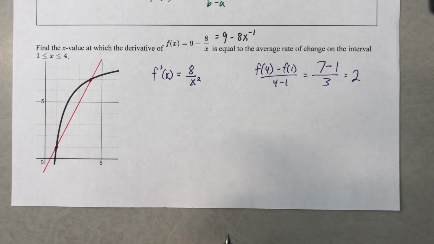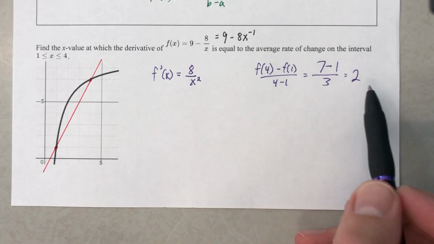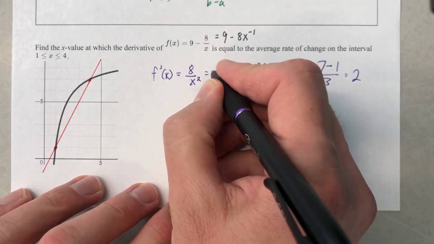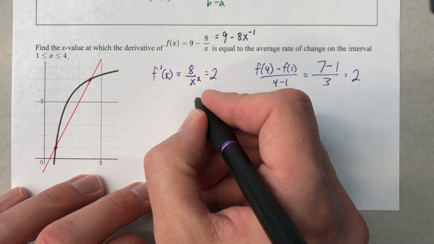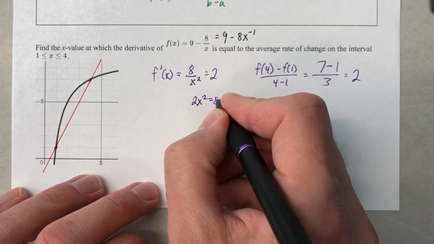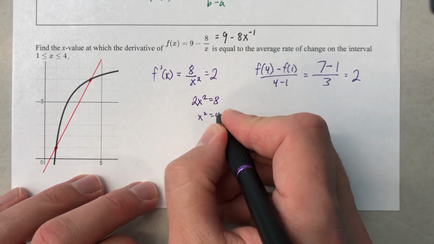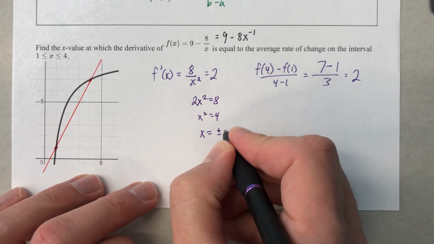I want the slope to equal the average rate of change. So I'm going to just say this equals 2. We did a little work over here. We'll bring the answer over, and we'll cross multiply. So we're going to have 2x squared equals 8, x squared equals 4, x equals plus or minus 2.